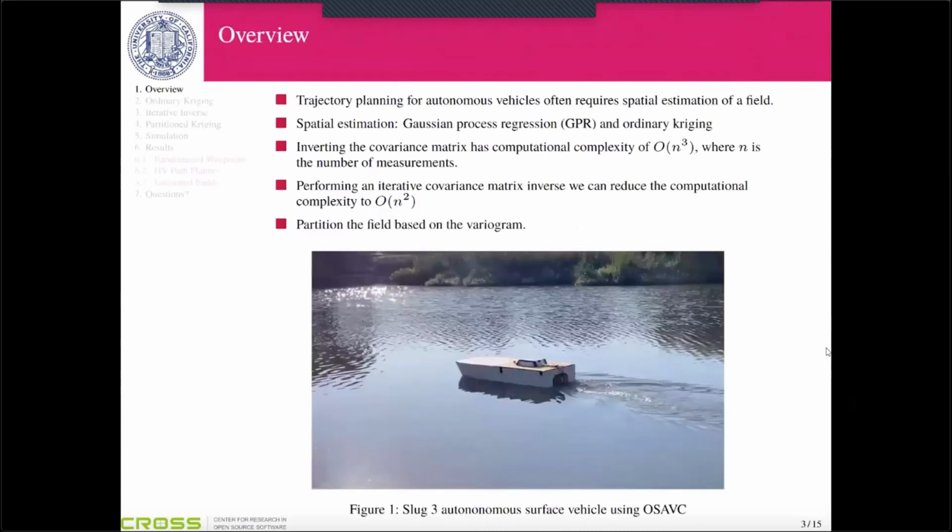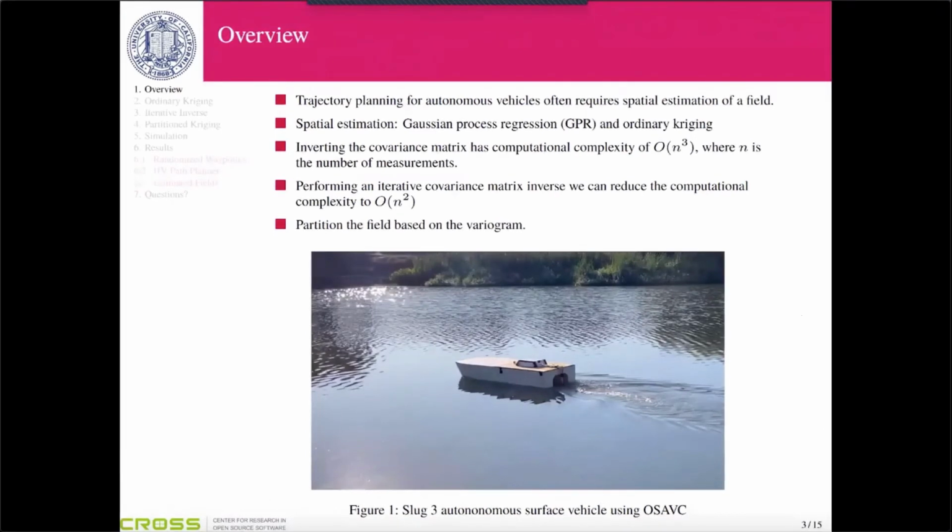So a little bit of background. Trajectory planning can oftentimes vary in computational complexity, and this is usually informed by something like spatial estimation, which can also vary a lot in computational complexity. So one way to do spatial estimation to inform the trajectories that you're planning for your autonomous vehicle is to use something called Gaussian process regression, and specifically something called ordinary Kriging.